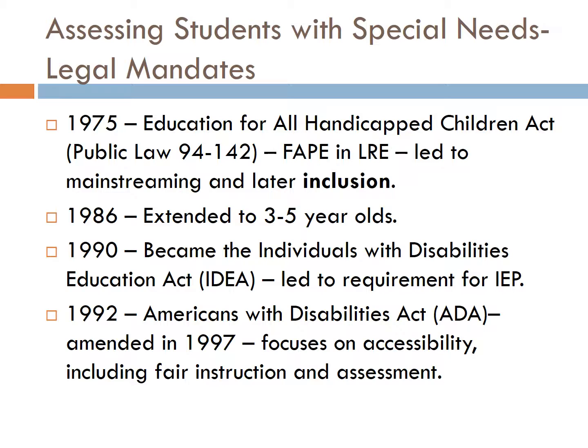In 1992, the Americans with Disabilities Act, or ADA, was amended in 1997, and this one focuses on accessibility. So in terms of providing fair instruction and assessment, how do you take a student, for example, with a learning disability such as dyslexia, and make sure that you're teaching that student well and assessing that student appropriately?